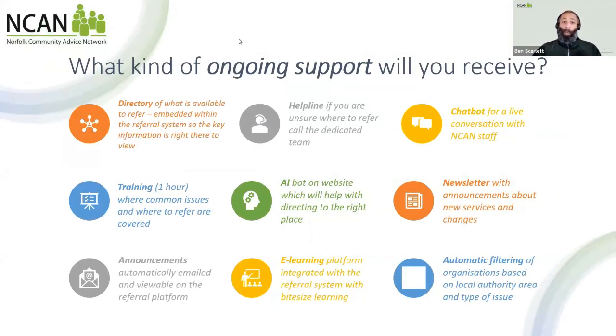And this is just a little bit of what we do as a core team. Obviously, we've talked about the directory. We have a helpline for professionals. If they can't identify who it is to refer to, they can call the helpline, and the helpline will support them with identifying the appropriate organization to refer to. That can be used by professionals and members of the public. We have chatbots. We do all our training in-house. So I have an administrator who trains individuals and new users on the system. That takes about an hour, and then we do that engagement work. Mentioned the AI bot. We've mentioned the newsletter, the announcements, the e-learning platform, and the automatic filtering of organizations based on local authority, area, or type of issue.